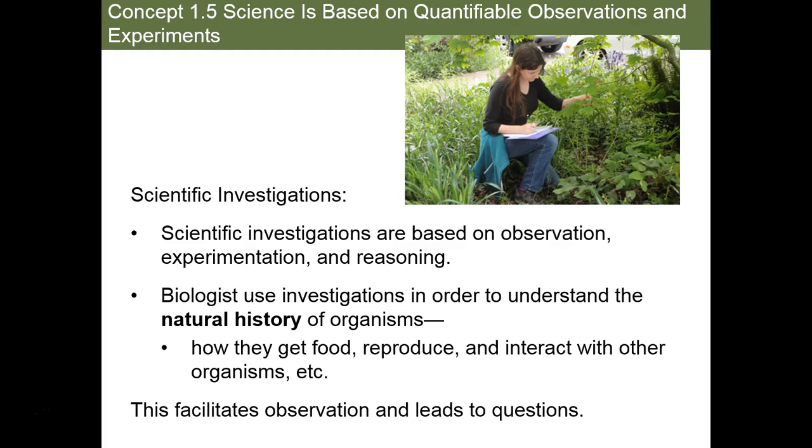The rest of this chapter, we will talk about the scientific method and how scientists use it to guide inquiries. Scientific investigations are based on observations, experimentation, and reasoning. Biologists use these methods when studying the natural history of organisms. These observations and experiments often lead to more questions and avenues of research.